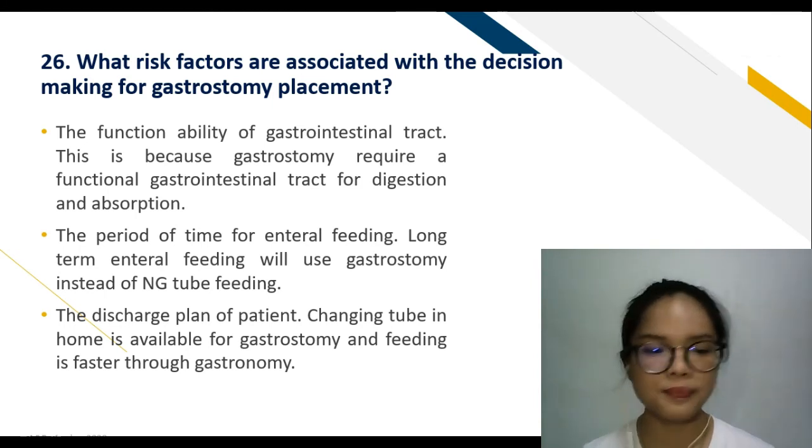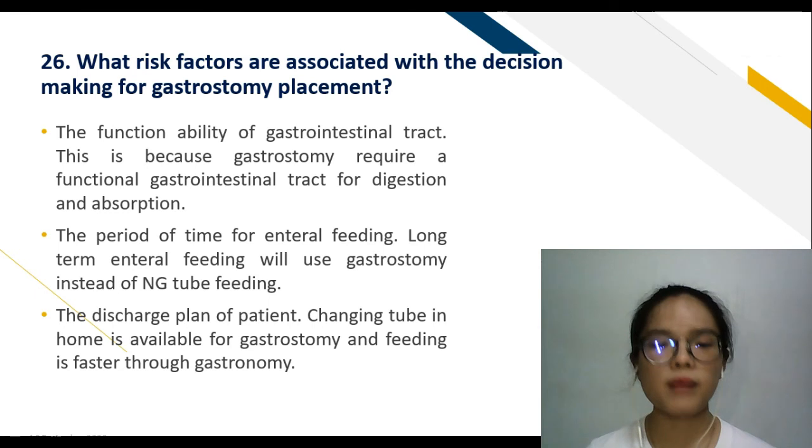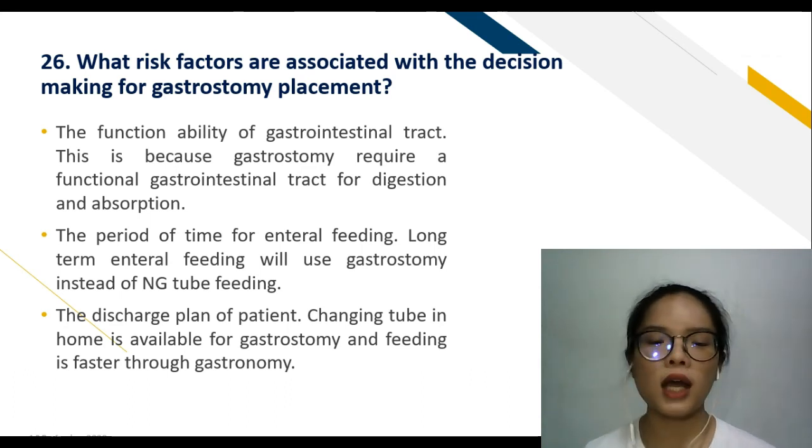which is more suitable for the short term. And the discharge plan of the patient will also affect the decision making, because sometimes changing the tube at home is available for gastrostomy, and feeding through the gastrostomy will also be faster compared to a nasogastric tube, and this will ease the work and the burden of the caregiver.